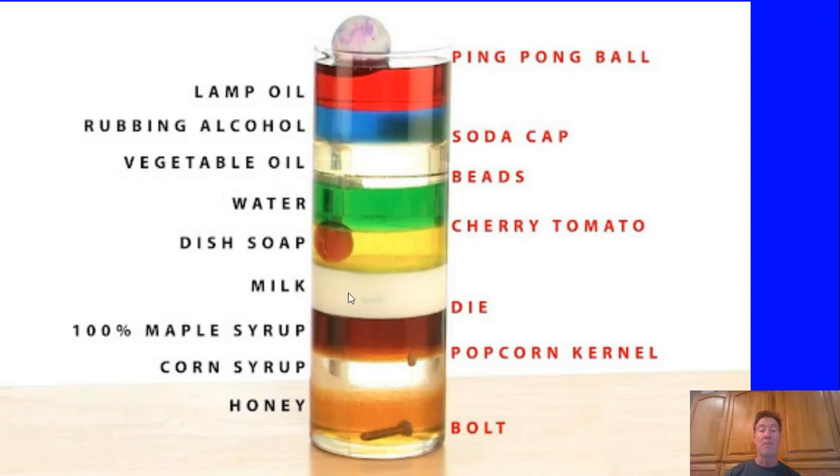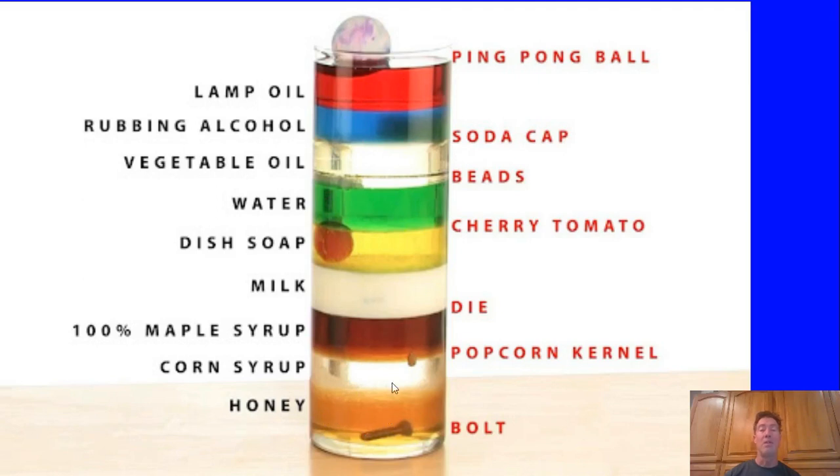Then you have some milk, and you have something, a piece of metal, I guess, floating in the milk. You have some maple syrup, some corn syrup, and some honey. And you have a popcorn kernel that's floating here at the corn syrup level, and you have a metal bolt, which is denser than all of the above. So this shows how we're going from the most dense liquid to the least dense liquid.